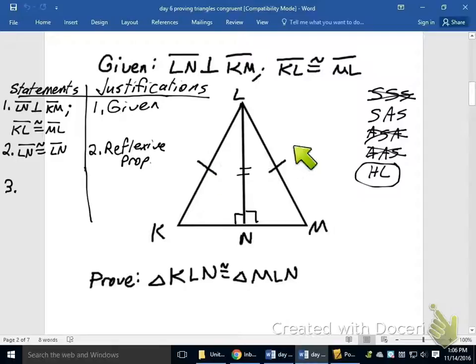The hypotenuses are congruent, KL and LM. Also, a pair of legs is congruent, LN to LN. So I'm able to now prove what I was supposed to, that triangle KLN is congruent to triangle MLN. And this is by the hypotenuse leg theorem. And we're done with the proof.